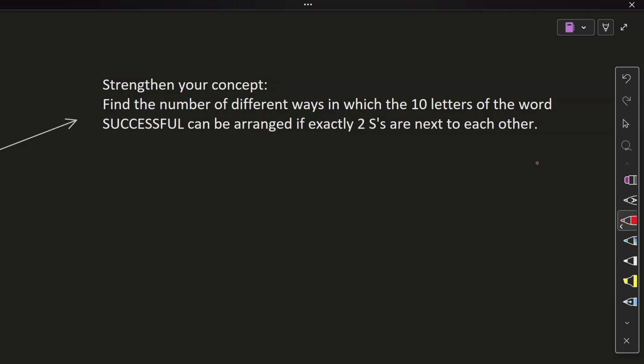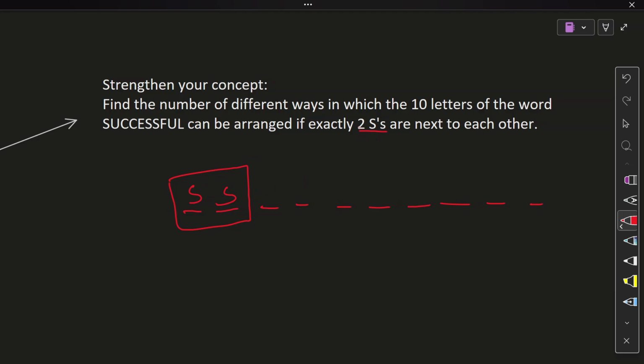Now see, there's a problem here. What is the problem? Successful has 10 letters. Let's just make 10 positions: 1, 2, 3, 4, 5, 6, 7, 8, 9, 10. I'm supposed to put two S's together. Okay, no problem. Put that in a box. S's are supposed to be together, and the rest of them move around. Easy question, right? No, it is not easy.